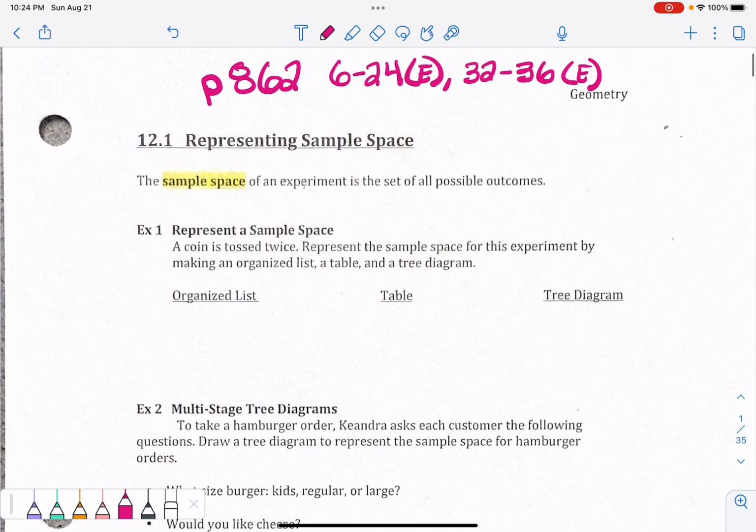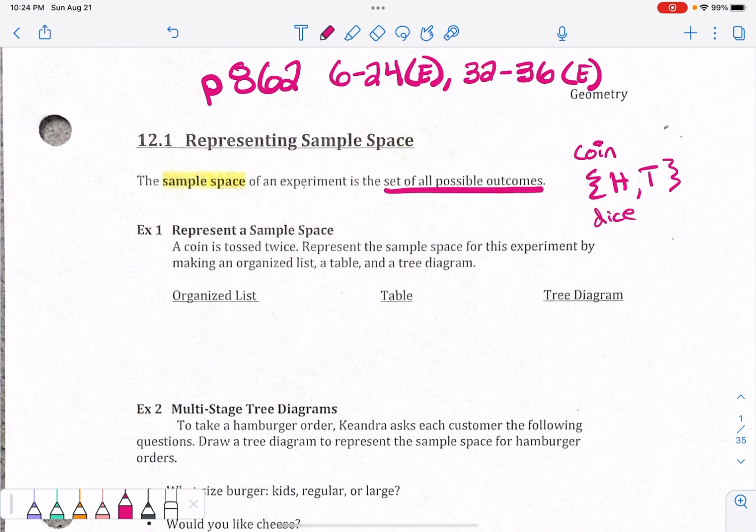So 12.1 starts us off with probability by just talking about sample space and just getting us set up for just the basics of probability. So sample space is the set of all possible outcomes. Okay, so like let's say I'm tossing a coin. The sample space for tossing a coin would just be heads and tails, and I do that little ugly squiggly bracket. That's a list of the sample space for tossing a coin. We also have like rolling a dice. Just one dice would be the numbers 1, 2, 3, 4, 5, or 6. That's examples of what a sample space would be. It's just the list of possible outcomes that you could get.